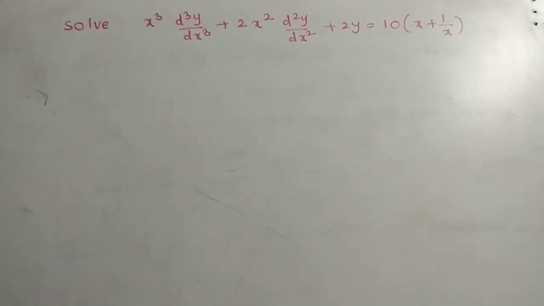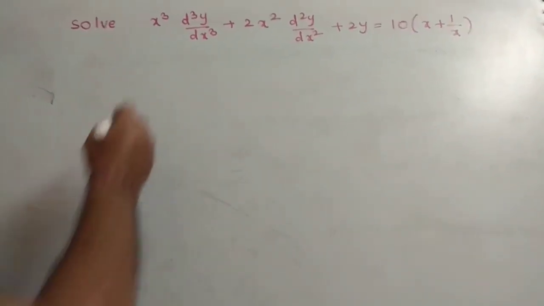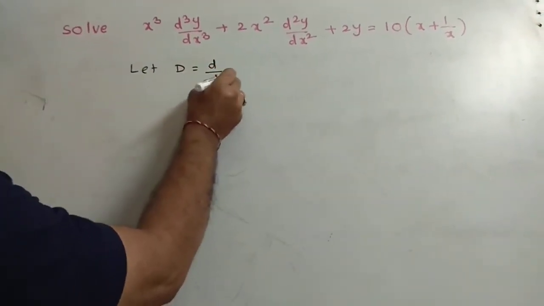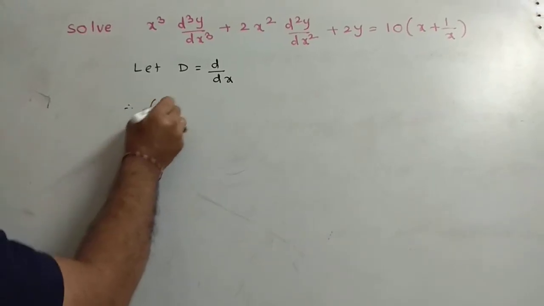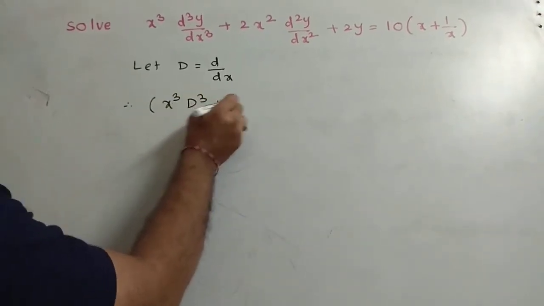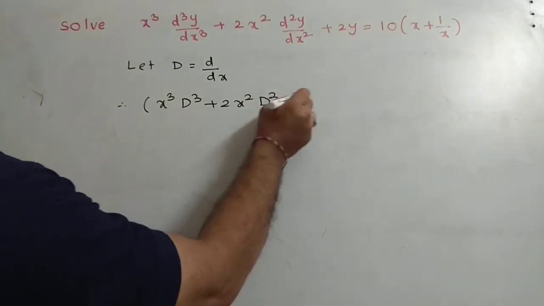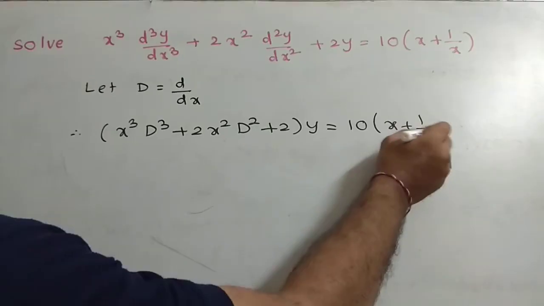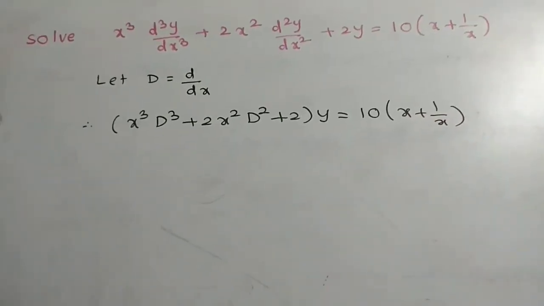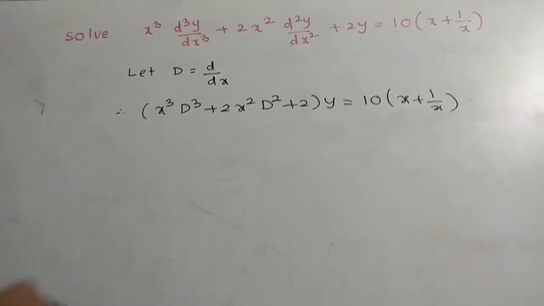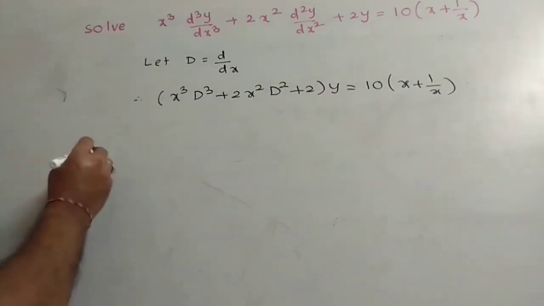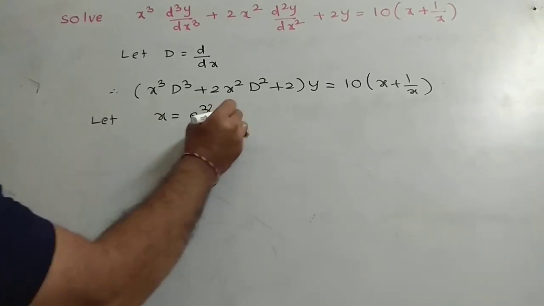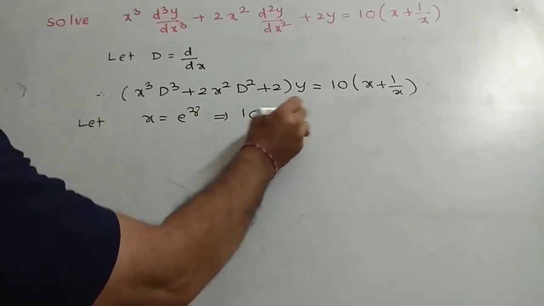So first you write it in symbolic form. How to write the symbolic form? If I introduce D for d by dx, then directly I write x cube D cube plus 2x square D square plus 2 of y equal to 10x plus 1 by x. So this is the given differential equation. Now in order to apply the Cauchy Euler method, let us start with x equal to e power z. This indicates log x equal to z.